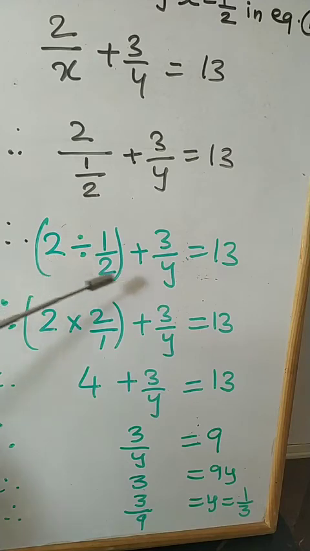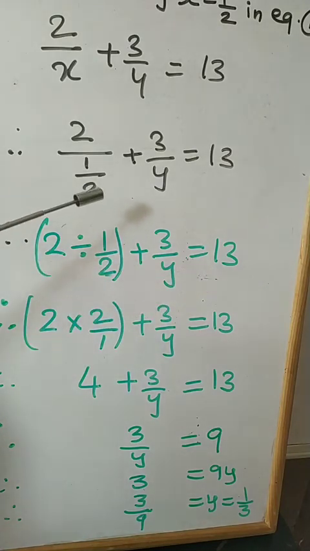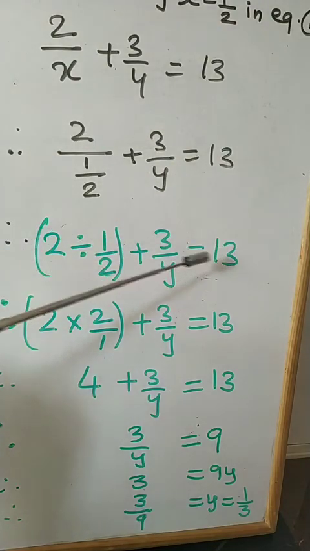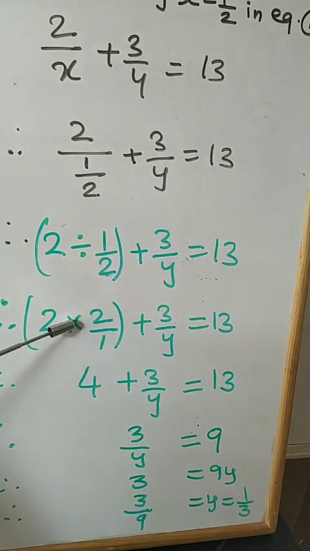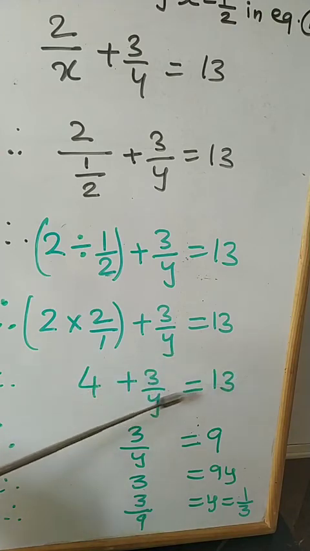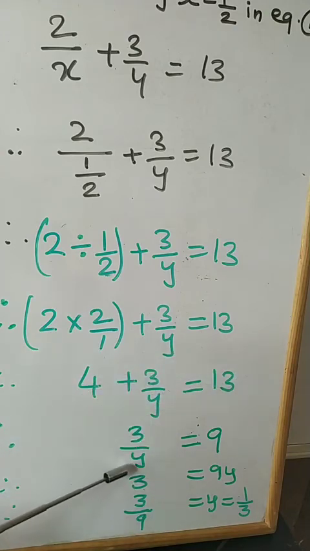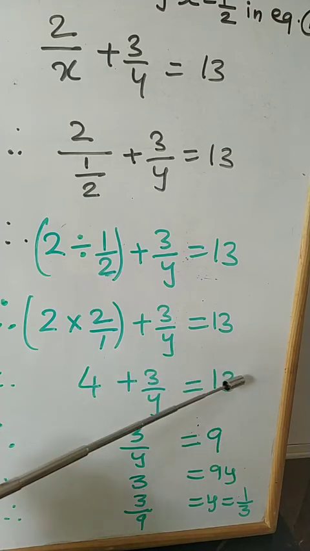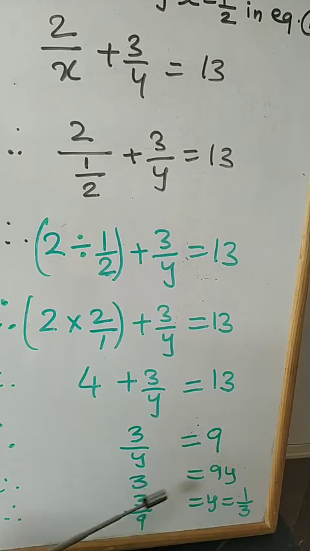I have just added one step which need not be written. But please do not get worried when 1 upon 2 comes in the denominator. Write it like this: 2 divided by 1 upon 2 plus 3 upon y is equal to 13. Now divided becomes multiplied, and 1 upon 2 becomes 2 upon 1. Simple. So in the next step this becomes 4. So 4 plus 3 upon y is equal to 13, and 3 upon y, when I leave it on one side, 13, 4 taken to the other side, 13 minus 4 becomes 9.